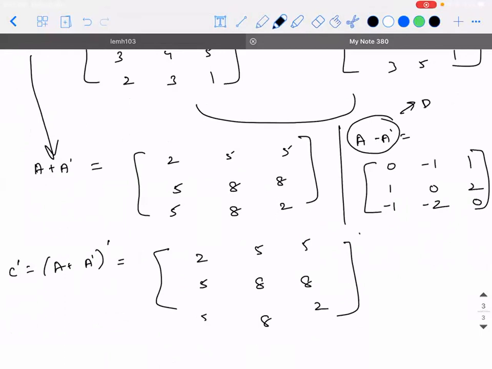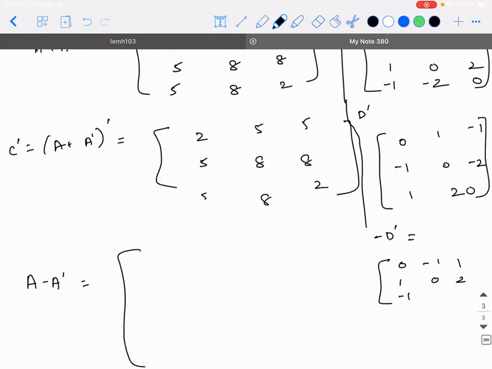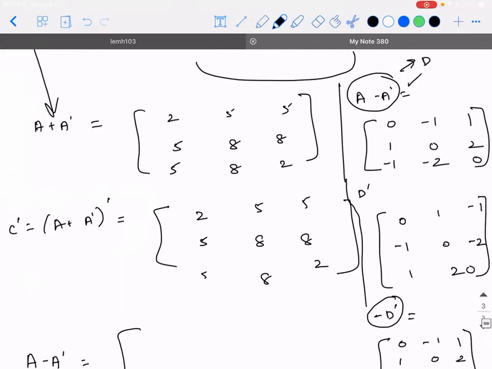Then what is D transpose? The same thing, but signs are changed: 0, 1, minus 1, minus 1, 0, minus 2, 1, 2, 0. Now, negative of D transpose is 0, minus 1, 1, 1, 0, 2, minus 1, minus 2, 0. Correct? So, negative of D transpose is the same as A minus A transpose, that is D. Yes, sir. So, it is a skew symmetric matrix.